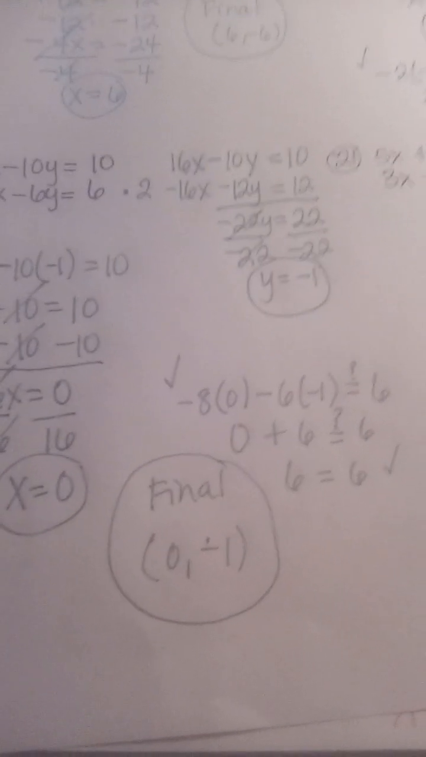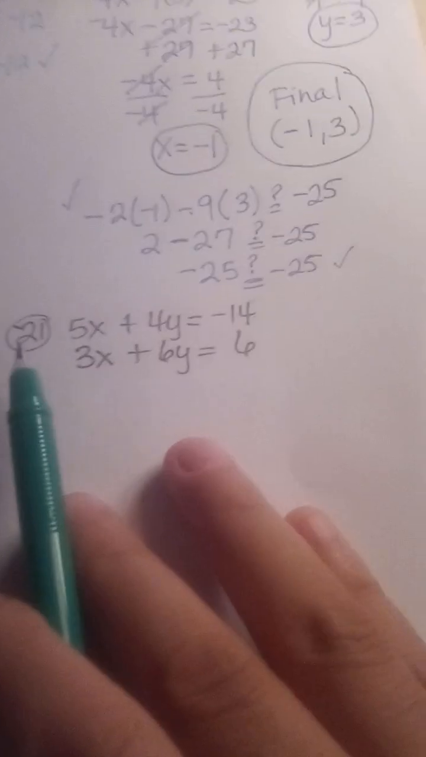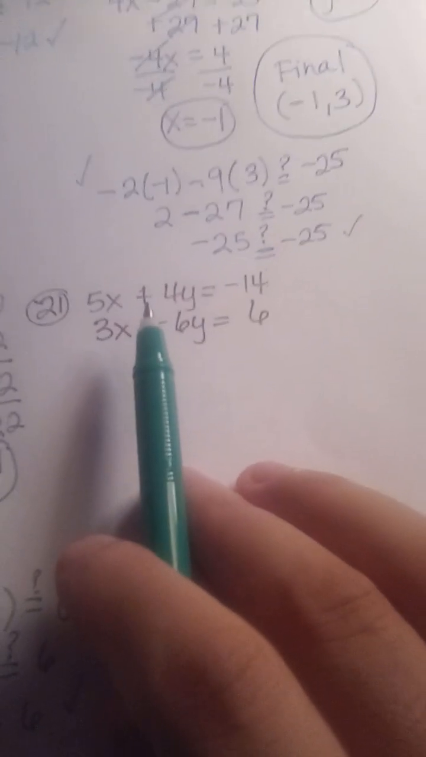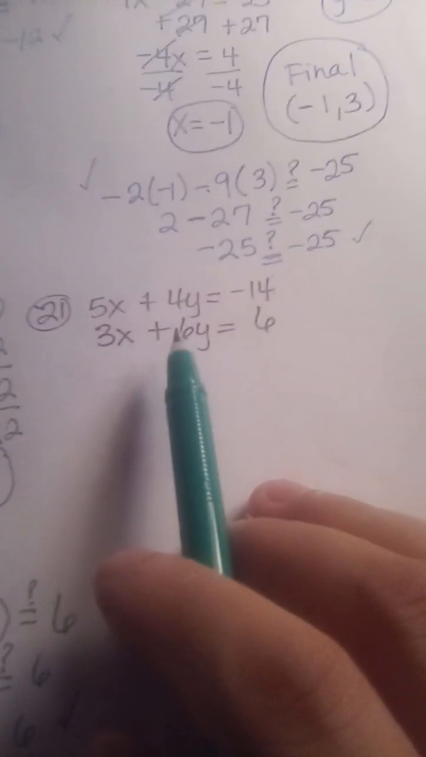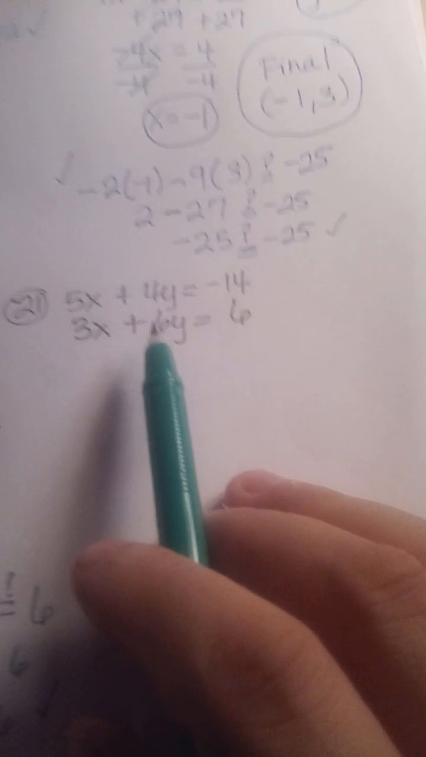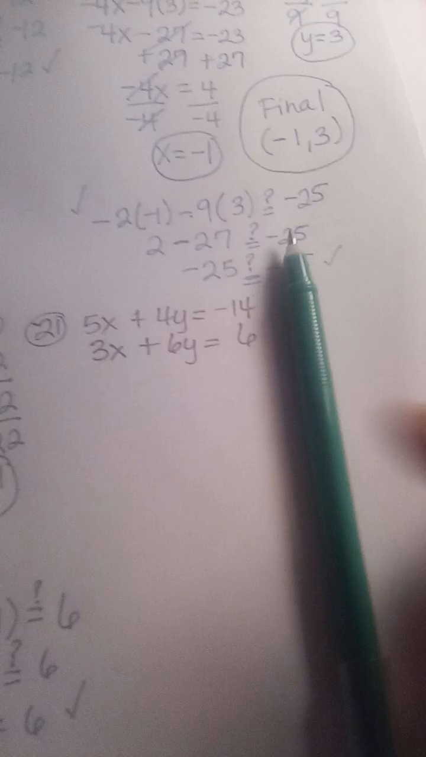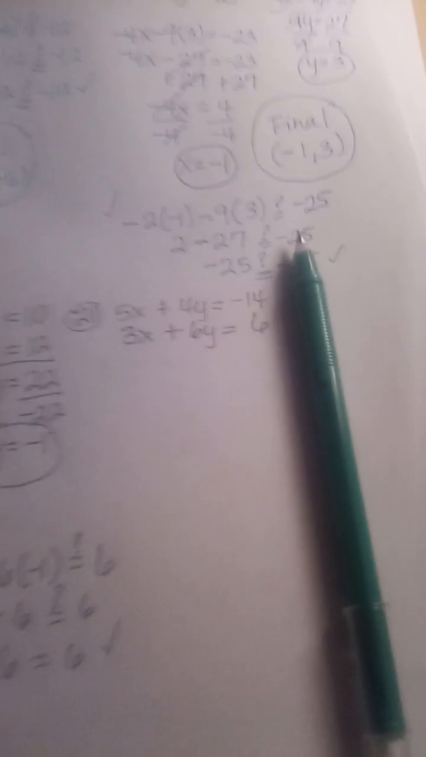All right. We're going to do number 20. We could do the x's or the y's. 5x plus 4y equals -14. 3x plus 6y equals 6. Hold on a second.